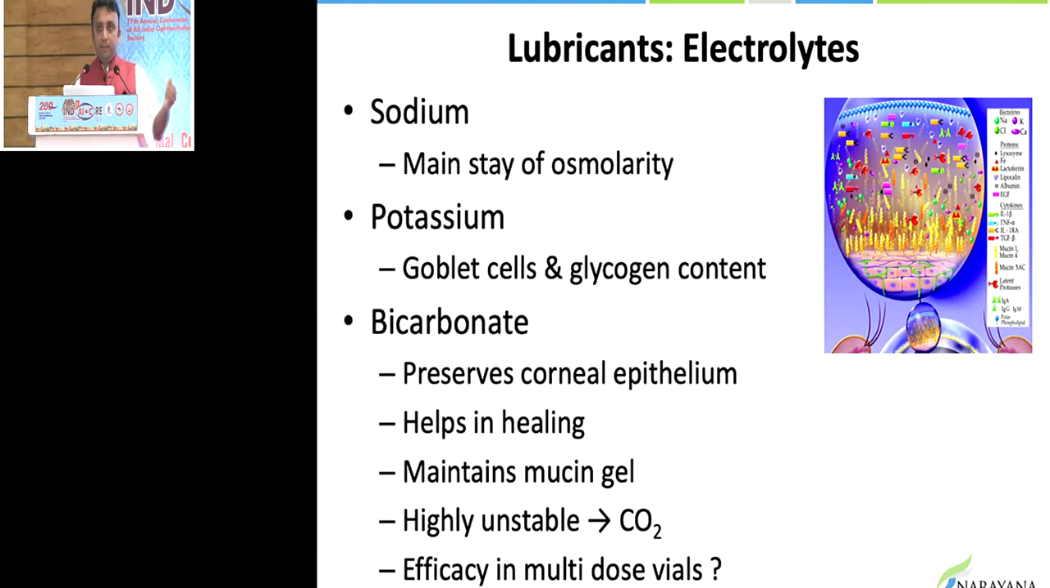Next thing is electrolytes. There are multiple electrolytes in natural tears, and in artificial tears also we put multiple of them. One of them is sodium, which is the mainstay of osmolarity of the drop. When you want to create a lubricant, you would like to keep it on a little bit of the alkaline side, and this is done by all these electrolytes. So sodium decides the osmolarity, which helps you keep your lubricant isoosmolar. Potassium helps in maintenance of goblet cells, and bicarbonate is supposedly helping us in preserving the TFL, the surface epithelium.